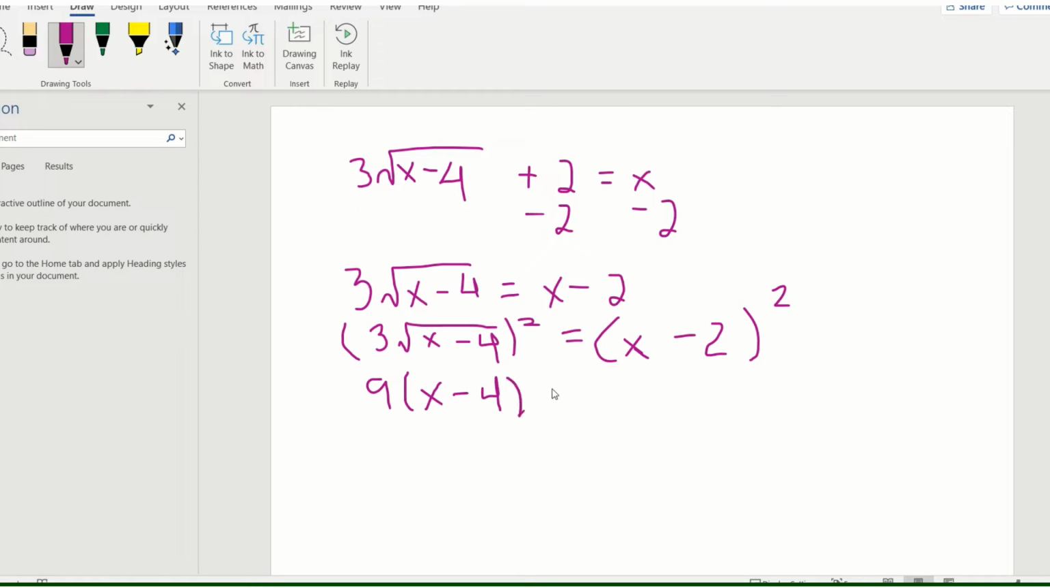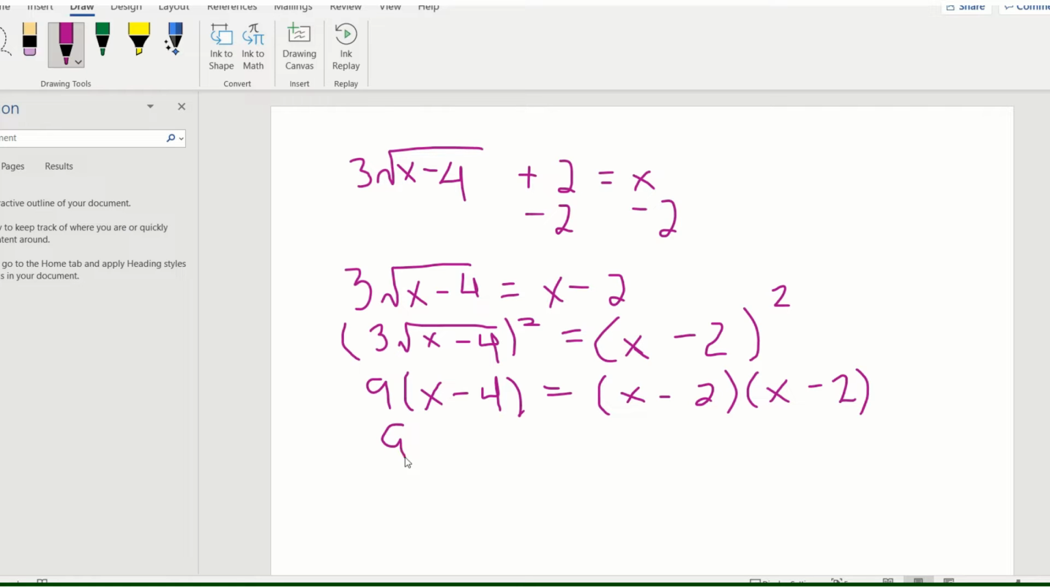Now be careful on the right-hand side. This is not x squared plus 4 when we square it. We have to remember that when we FOIL out x minus 2 times x minus 2, there's some middle terms in there. So I recommend that you always write these out so you don't make a mistake in multiplying out that right side.